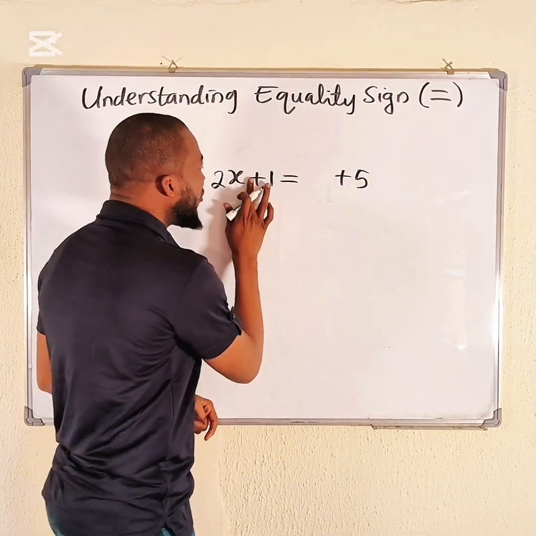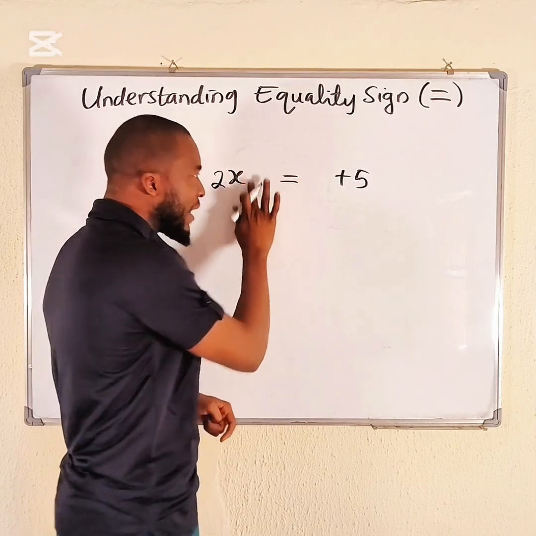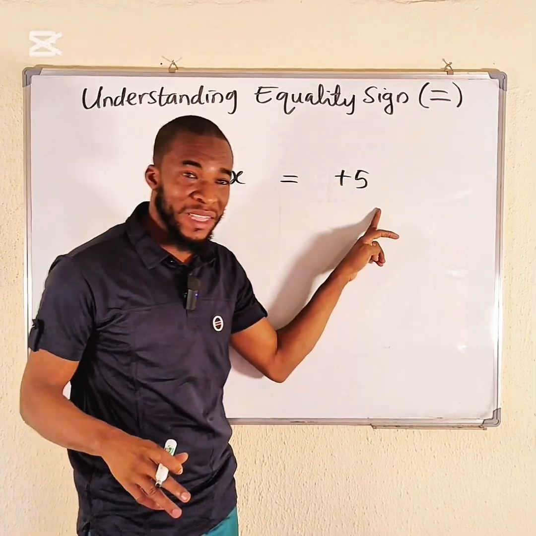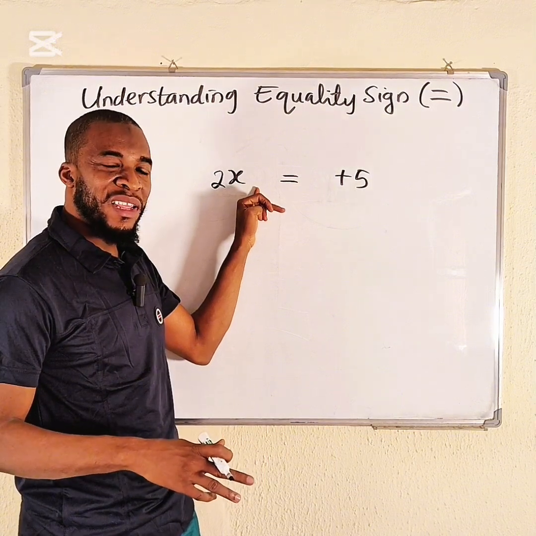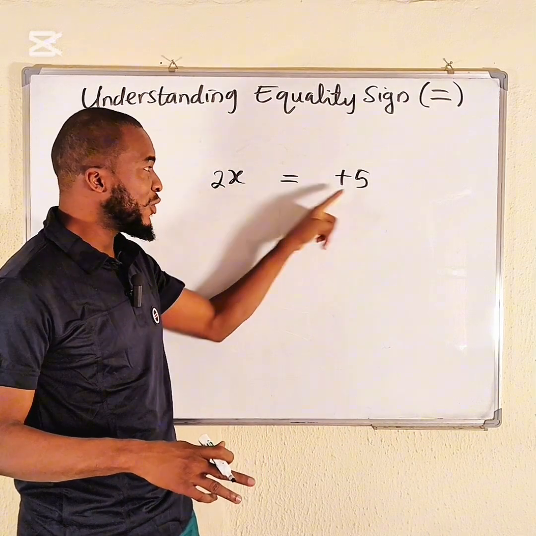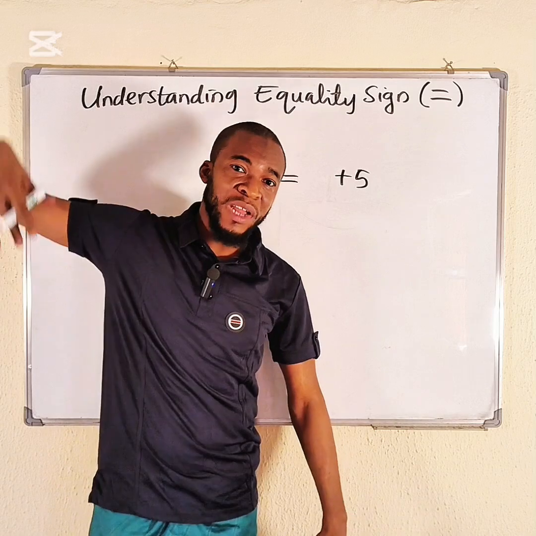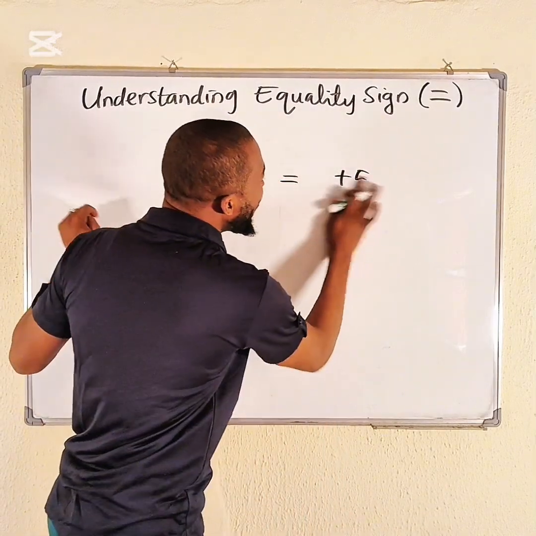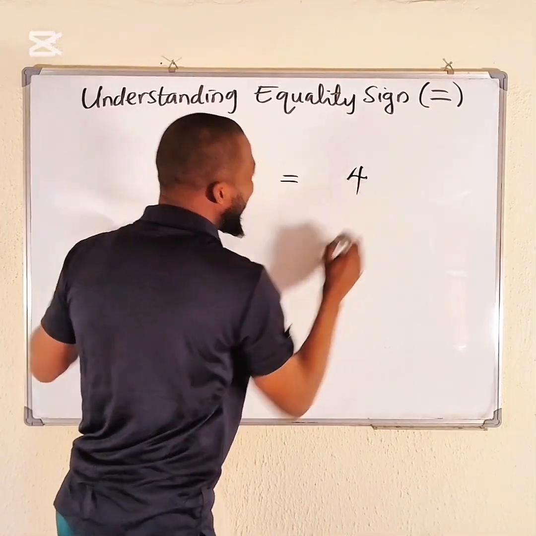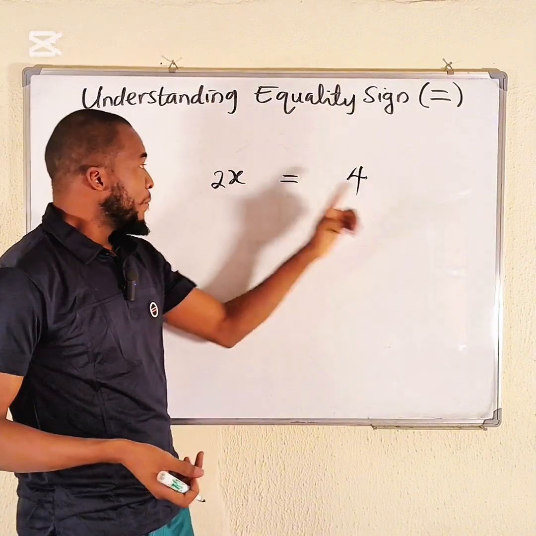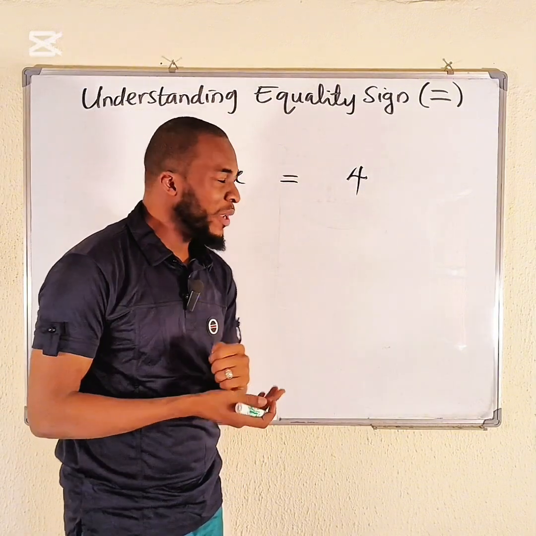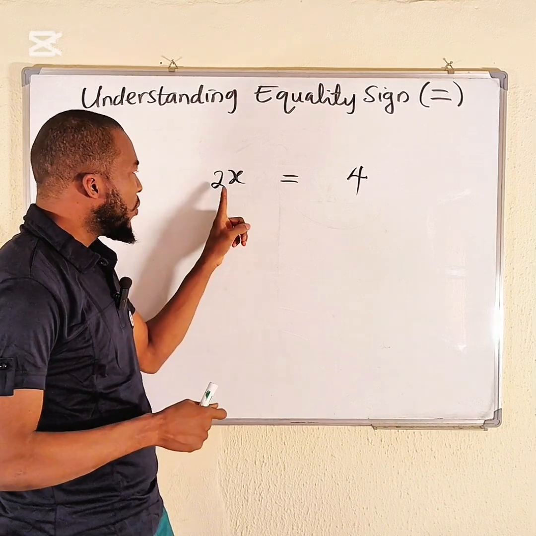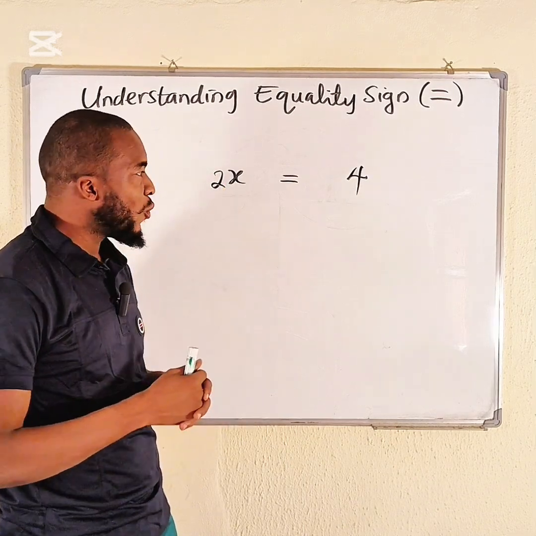So if I decide to remove 1 here, I have to remove 1 here, because removing 1 here will make the equation imbalanced. So this one will be much heavier. It will go down and this one will go up. So by removing 1 here, this becomes 4. 2x equals 4. You know, we are going gradually. 2 times something equals 4.